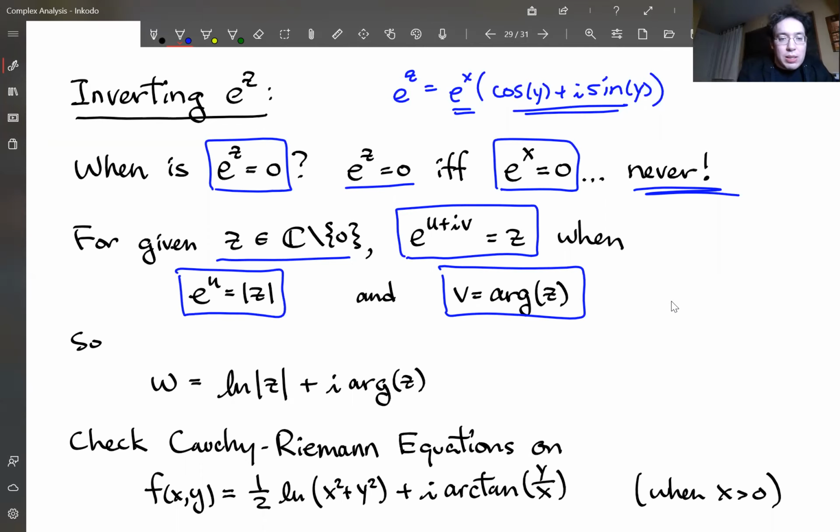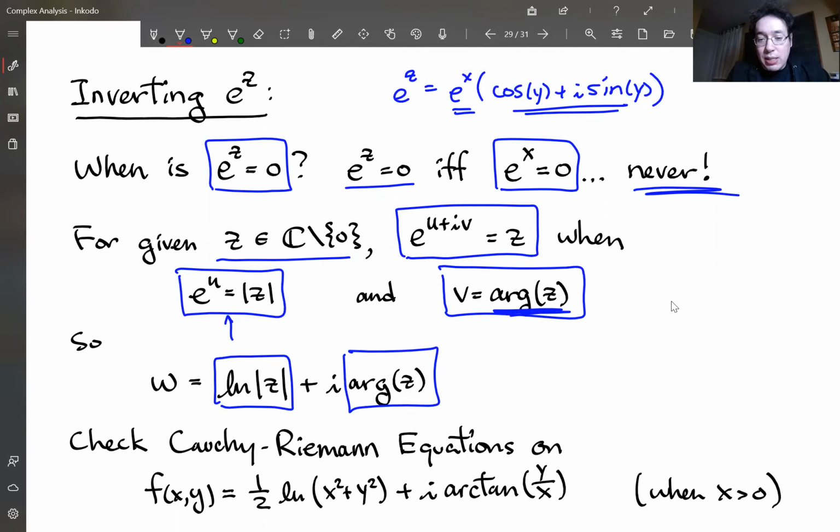Okay, well, if you take this equation and solve for u, we get u is equal to the natural log of the modulus of z. So that's the real part of the inverse. And to get the imaginary part, we just take the argument of z. So that will be the imaginary part of the function. Let's check that this is complex analytic by checking the Cauchy-Riemann equations.